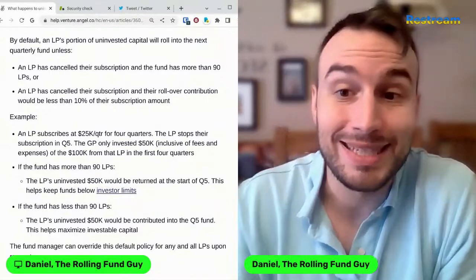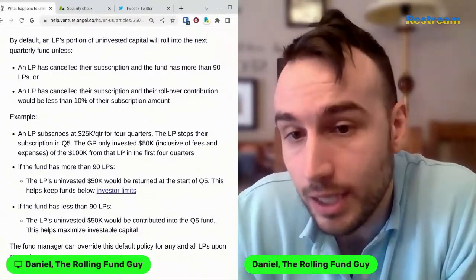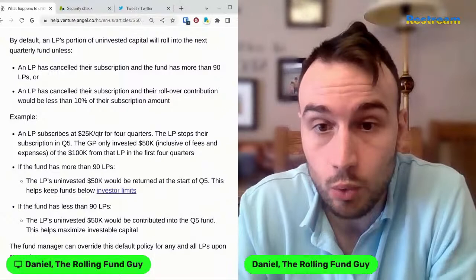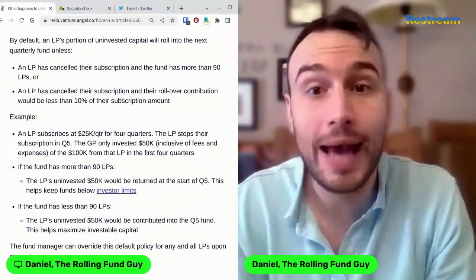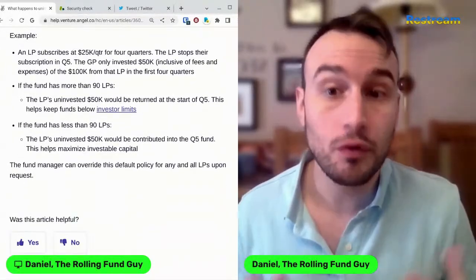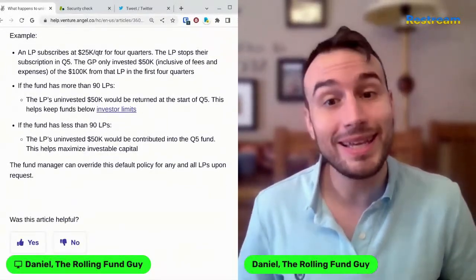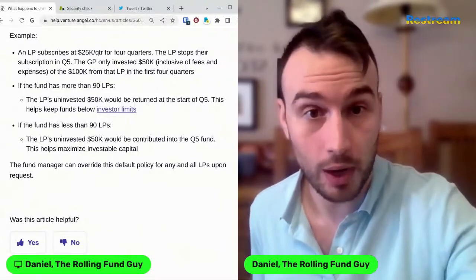If the fund has less than 90 LPs, the LP's uninvested 50K would be contributed to the quarter 5 fund. This helps maximize investable capital. The fund manager can override this default policy for any and all LPs upon request.